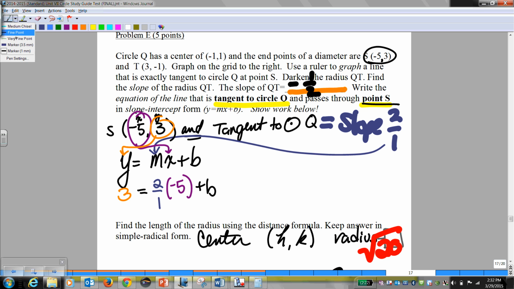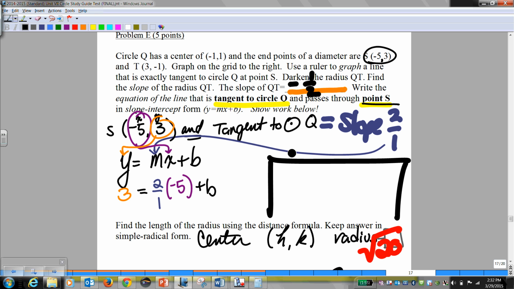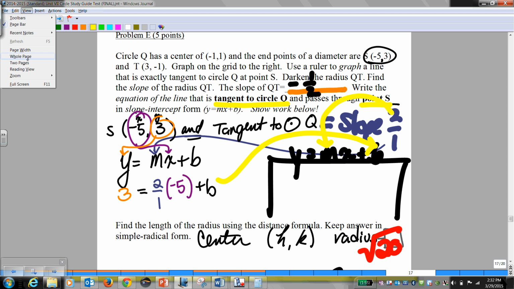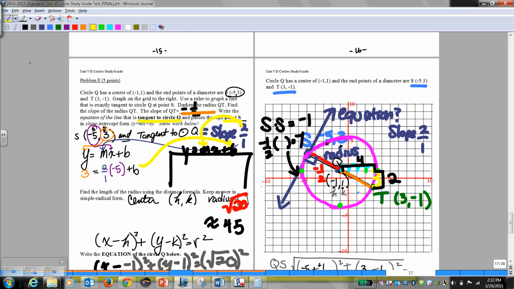Okay, you're going to have to finish this yourself. Solve for b, and then you want to write y = mx + b. Once you have b, you're going to put it right in there. You already have your slope, and that's going to go right there. And your equation should match your diagram.